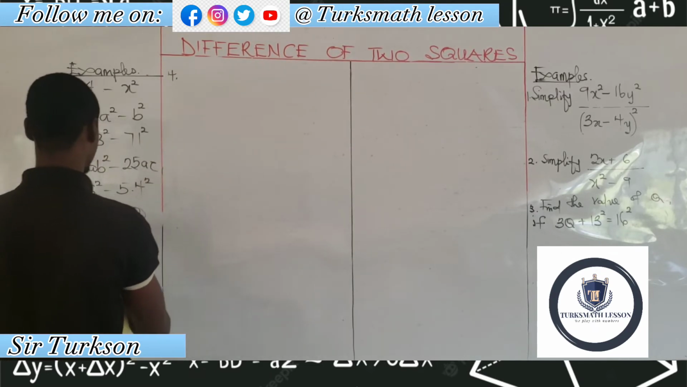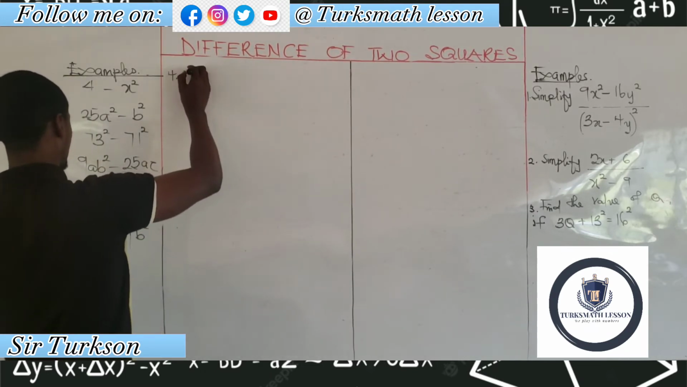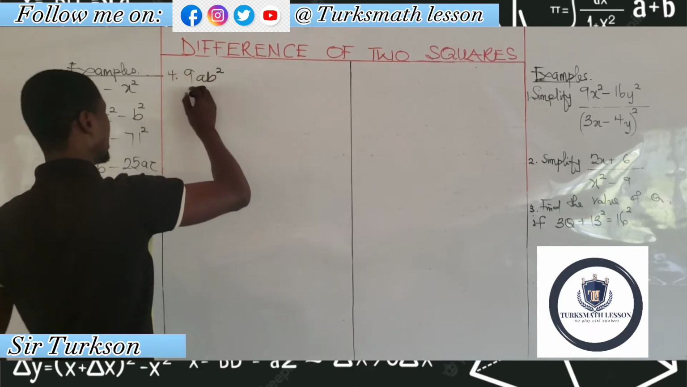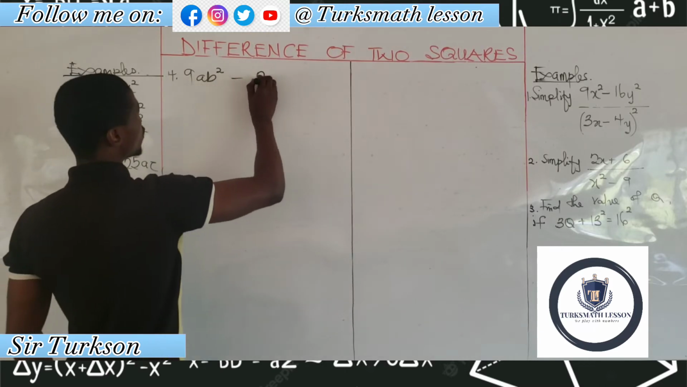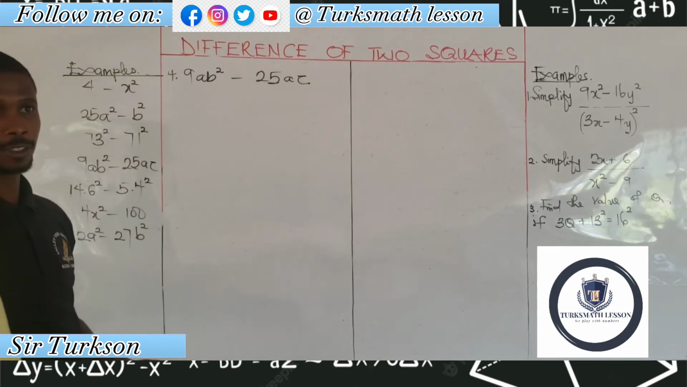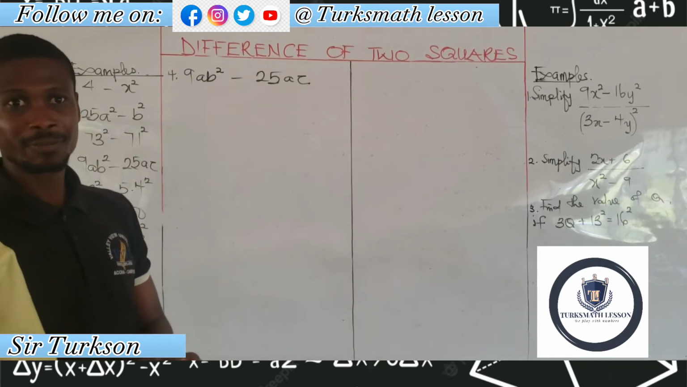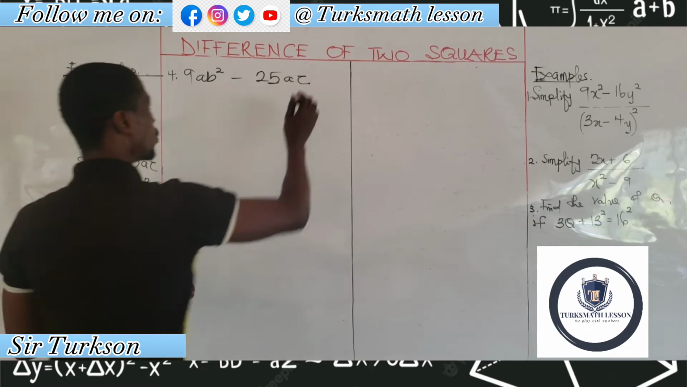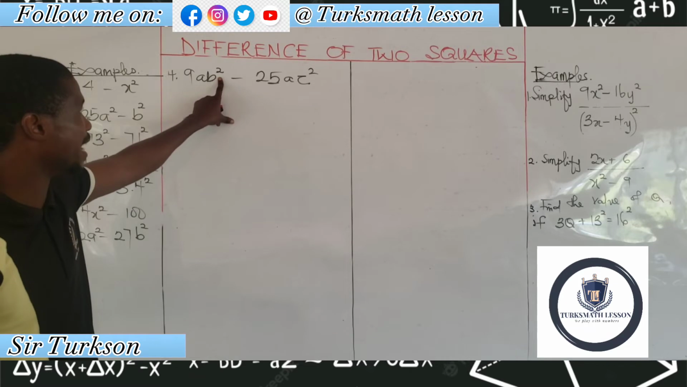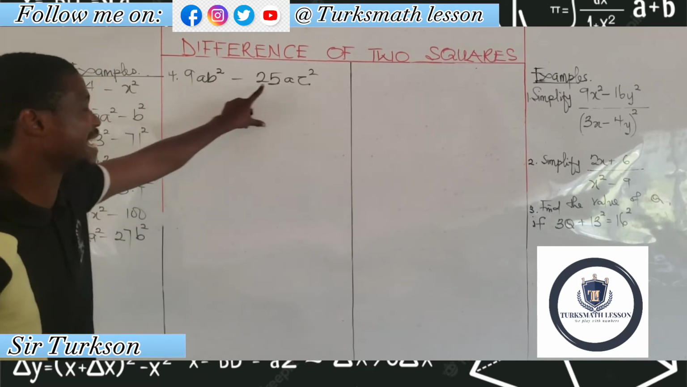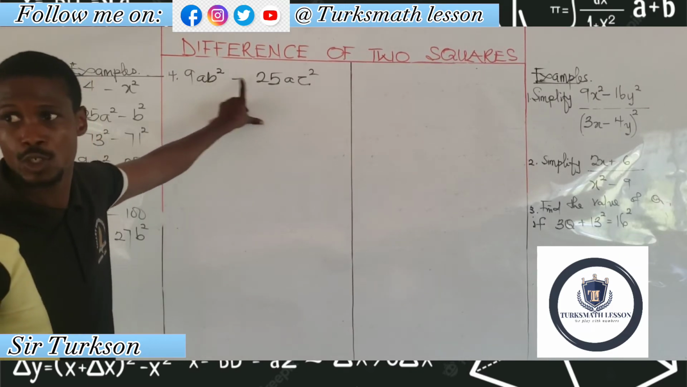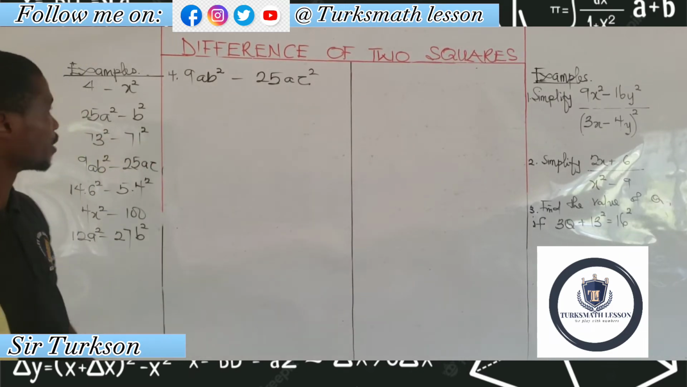Now, an example. I'll pick any of them here. Let me pick a very simple one: 9ab squared minus 25ac squared. Now, what is common? Is it difference of 2 squares? Yes, because we have b squared and c squared, and the numbers here are square numbers. Very good.